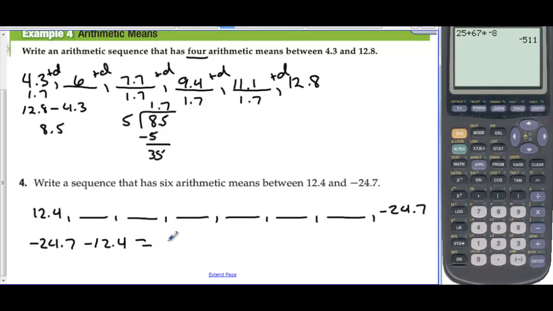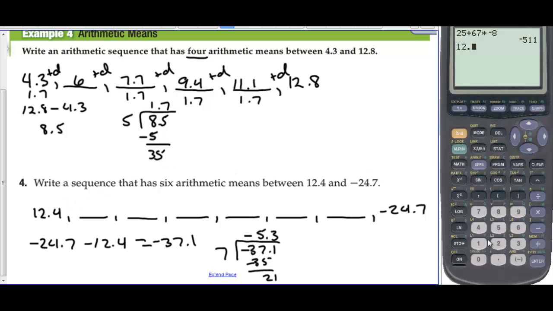That's equal to 37.1. It's actually negative 37.1. So we'll take negative 37.1 and divide by 7, which is, let's see, we got 5. That's 35. Subtract. Ignore the fact that that's minus, really. And then we have 21. That's 5.3. Now that's negative 5.3, so we minus 5.3 each time.